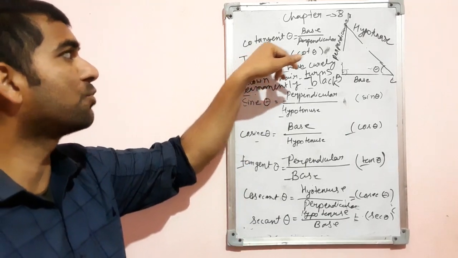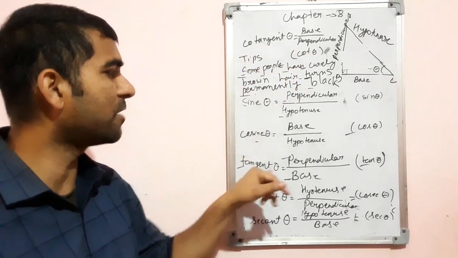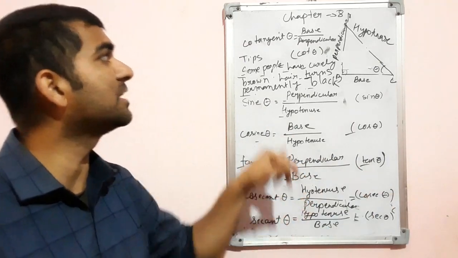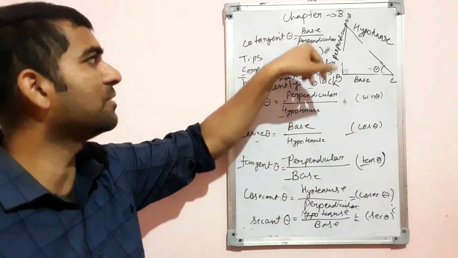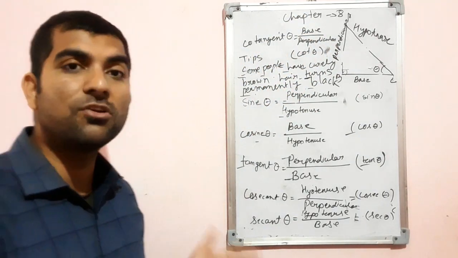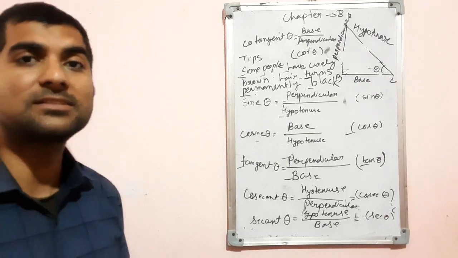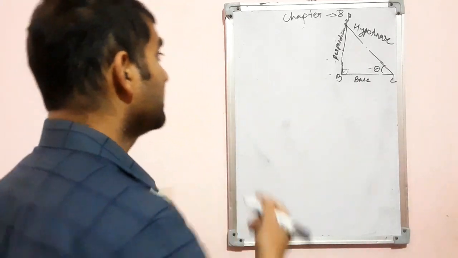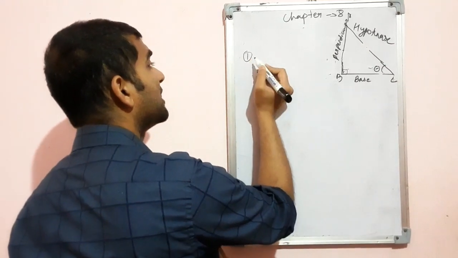Similarly, you can find cotangent, just as the inverse of tan. Tan is perpendicular by base, so cotangent, or cot, will be base by perpendicular. So we will stop here. This is the introductory class. Next class we will do the exercise. So we have some important formulas, or you can say relationships.